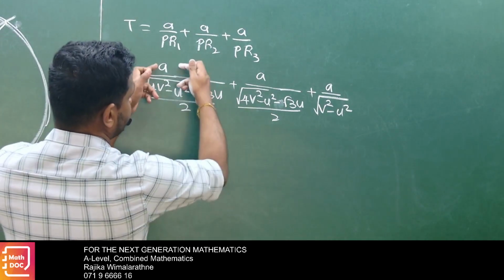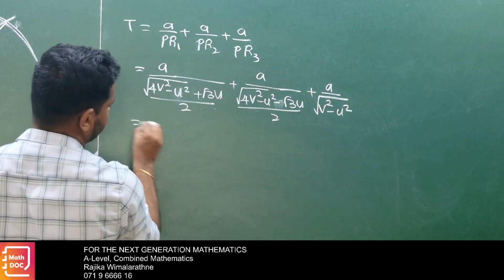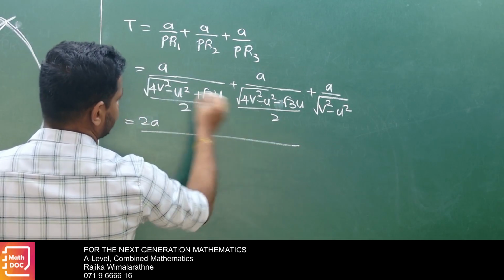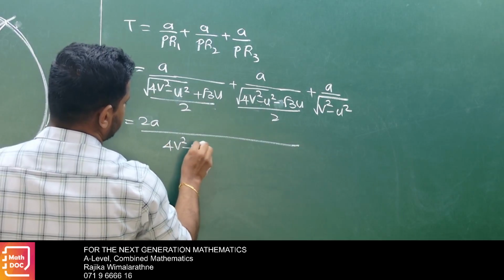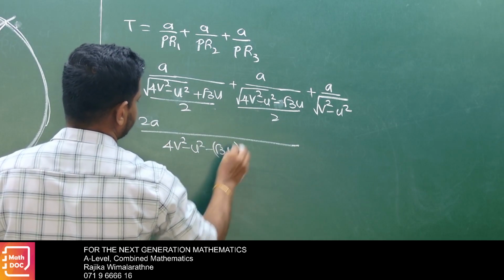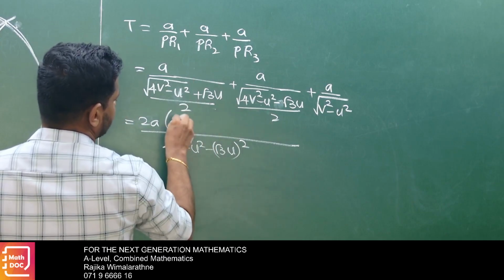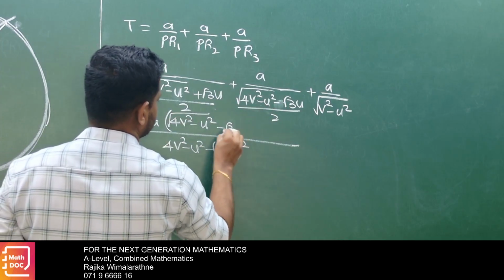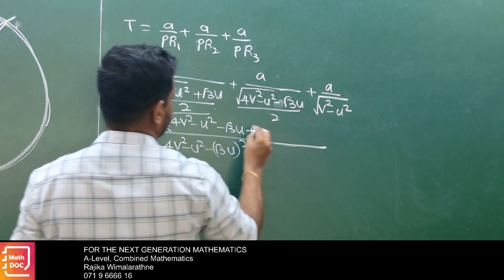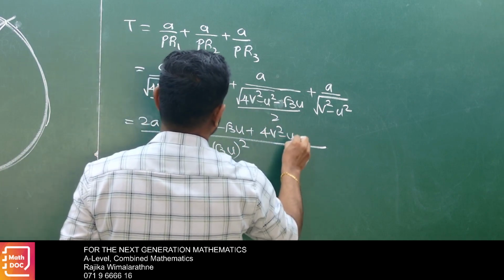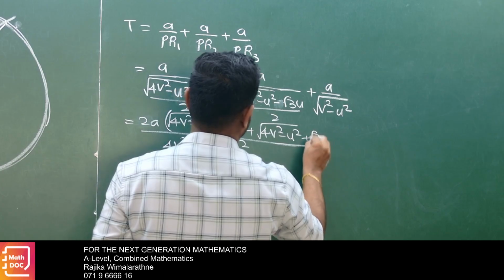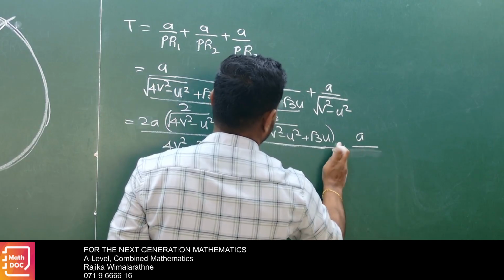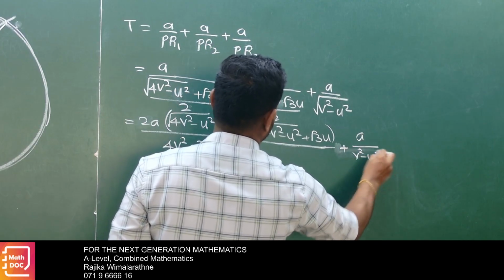Now put the 2 upstairs and multiply. Then 2A common. Then we have a conjugate pair: 4V square minus U square root minus √3U, and upstairs 4V square minus U square root plus, in cross multiply, 4V square minus U square root, √3U. Then A plus V square minus U square root.